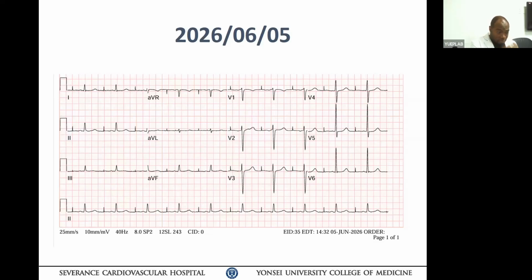Pacing exit block. Pacing Wenckebach block. Pacing can have Wenckebach block too. So don't forget that. Because you're dealing with an automatic rhythm, you can have an exit block, Mobitz 2, Wenckebach block, all of this can happen. Okay, sorry, I interrupted. Go ahead.